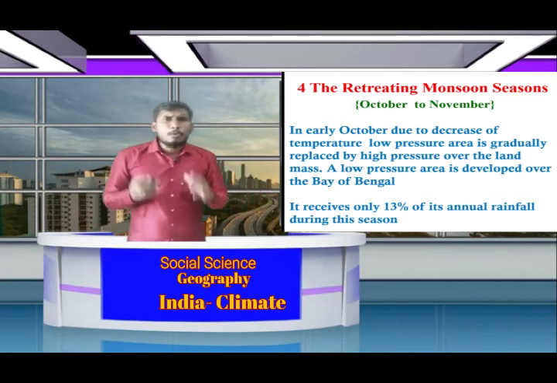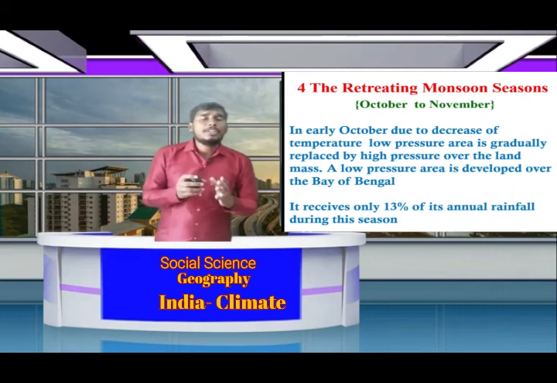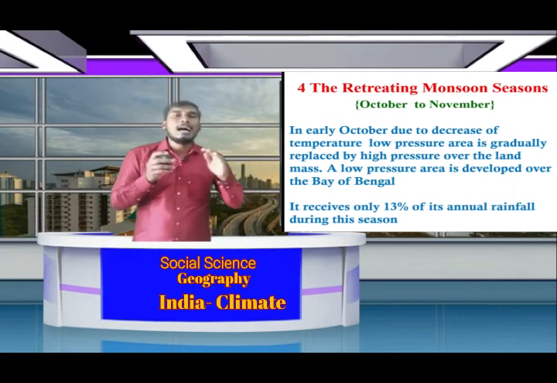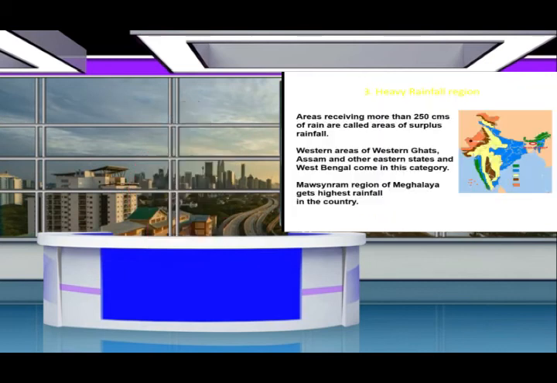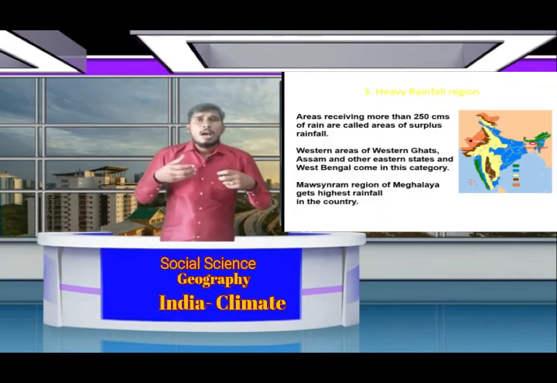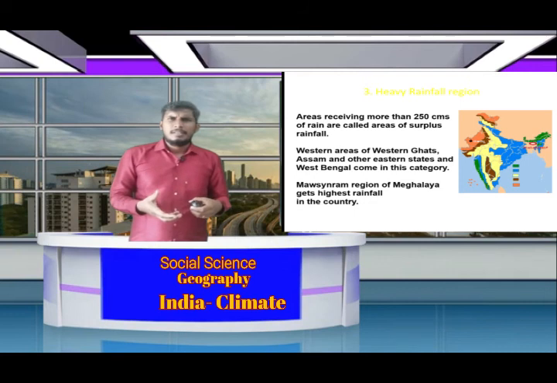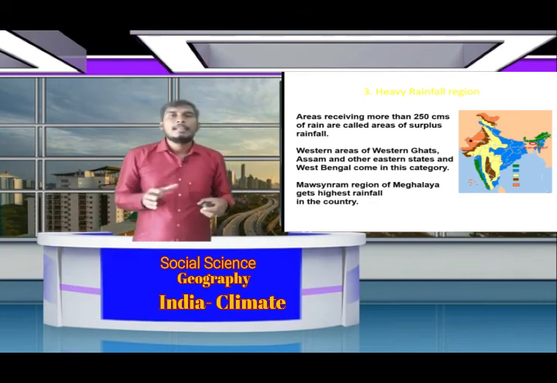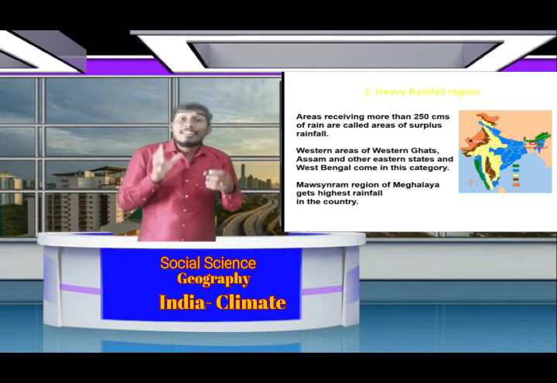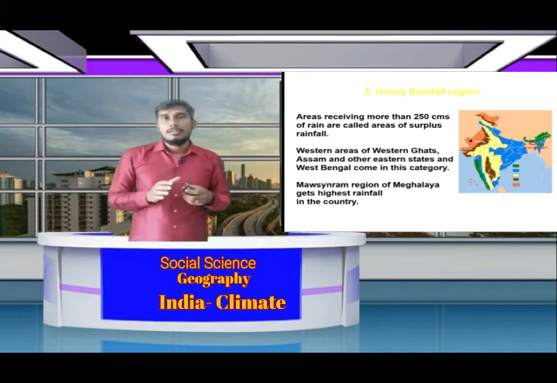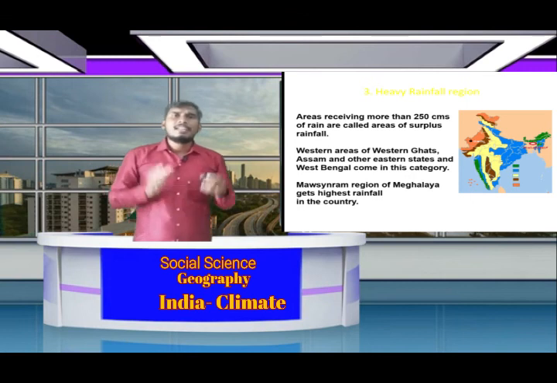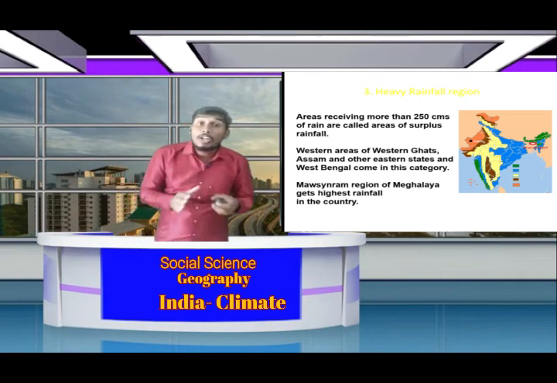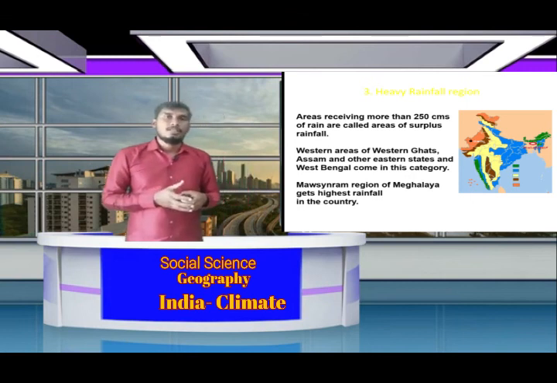Dear children, I hope that you have been cleared with all the 4 seasons of our country. Dear children, our rainy regions have been classified into three groups. They are heavy rainfall regions, low rainfall regions, and moderate rainfall regions.